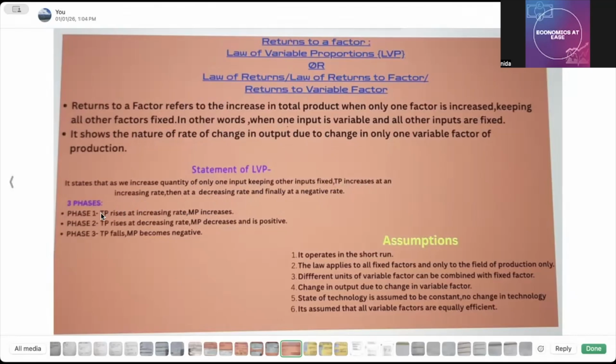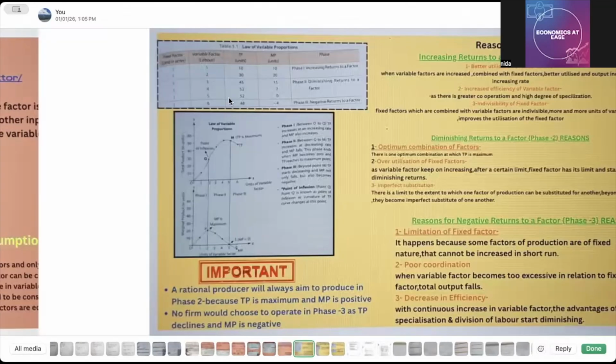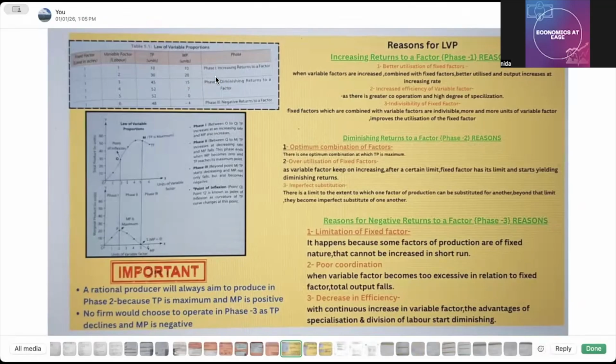So we'll discuss that. That is phase 1, phase 2, and phase 3. These are very, very important here. The table and a diagram are also given. So when TP rises, then MP also rises. When TP rises at a decreasing rate, MP decreases and is positive. When TP falls, MP becomes negative, and the assumptions are already discussed in the previous videos. Then you can make this table, and with the help of the table, you can also tell the phases. The diagram here, I have already explained in detail, each and everything, the reasons for LVP.